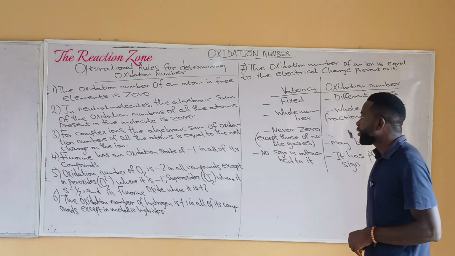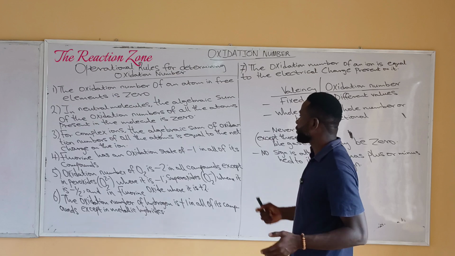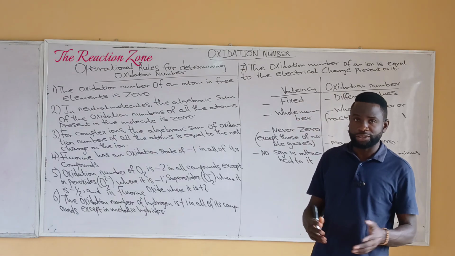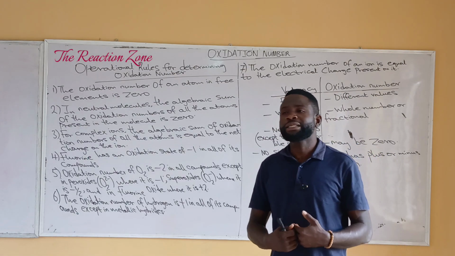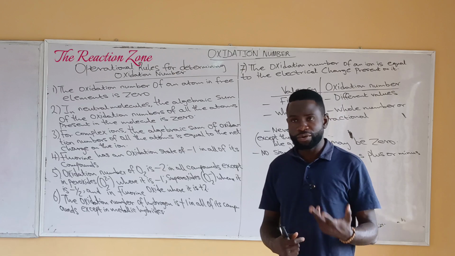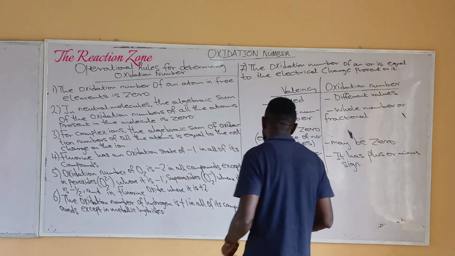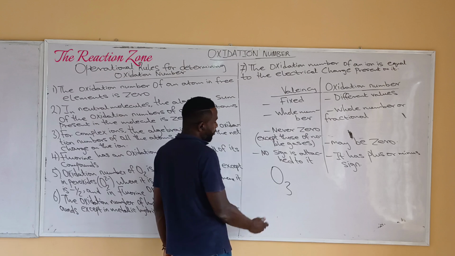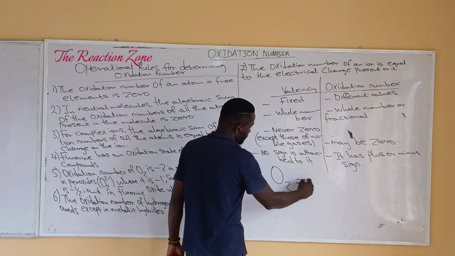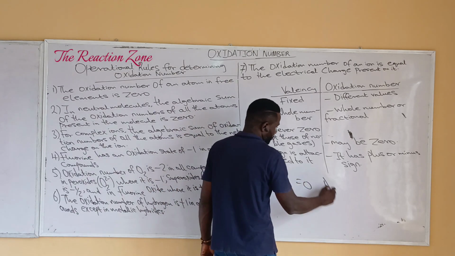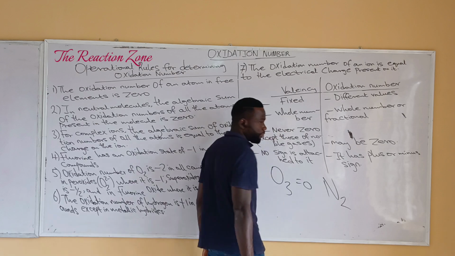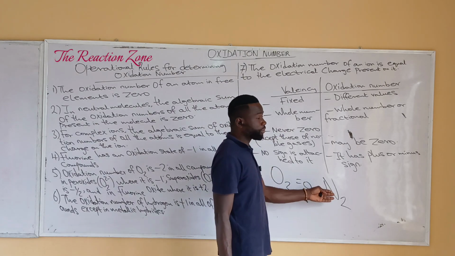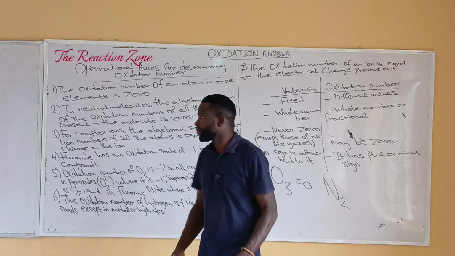The first is that the oxidation number of an atom in free elements is 0. It doesn't matter how complicated the molecule is. For example, in ozone, O3, the oxidation number of oxygen is 0. In a nitrogen molecule, the oxidation number of nitrogen is 0 as well.